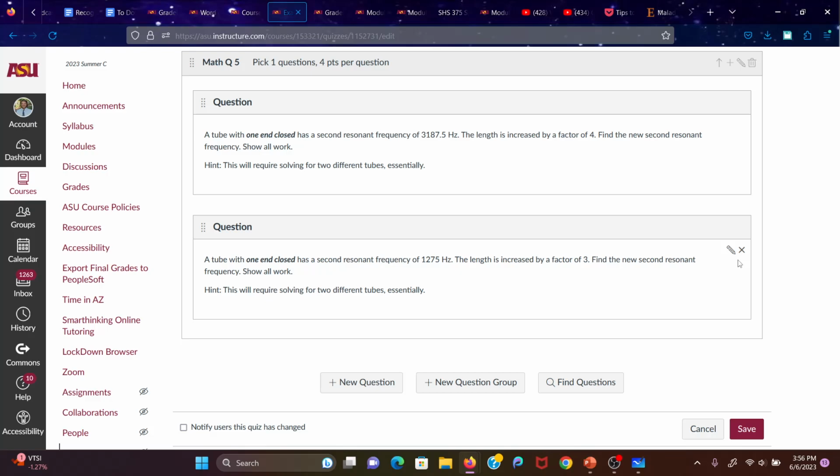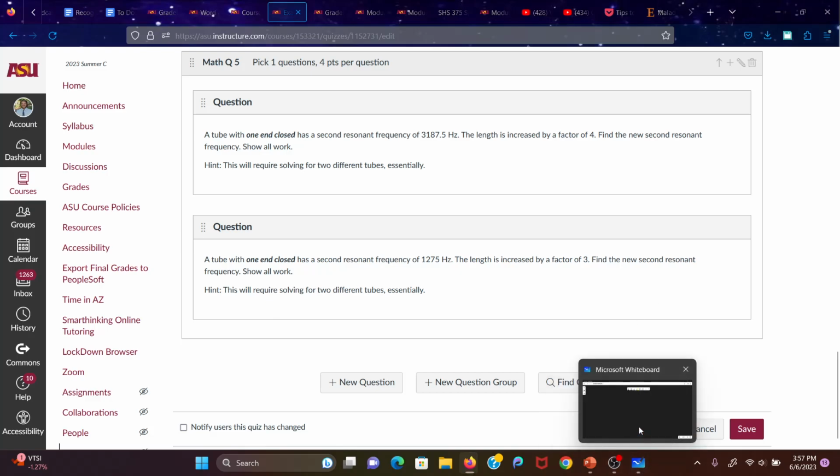So this, like I say here in the hint, it's going to require solving for two different tubes, basically. So it's like two questions in one. That's why it's just one question, but worth as many points as the other ones. Okay, so let's start this. Started in exactly the same way that we started the others, basically, by writing the formula out. So the resonant frequency equals 2n minus 1 times C over 4L.